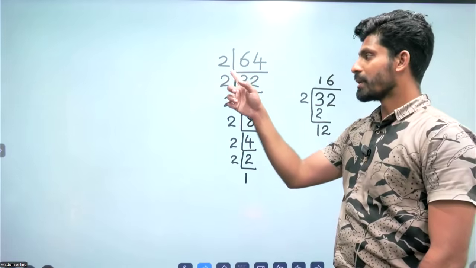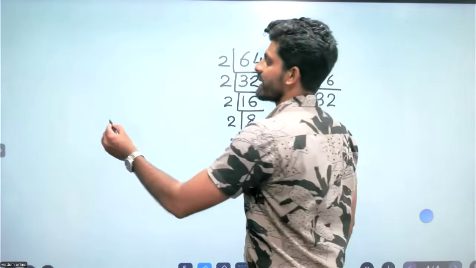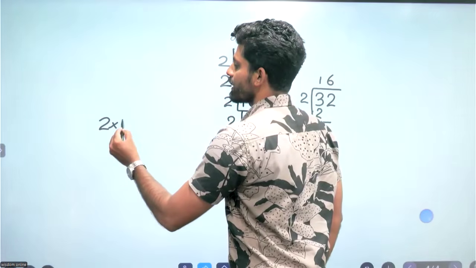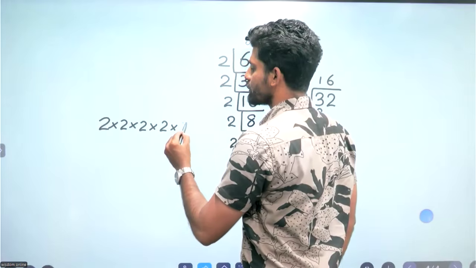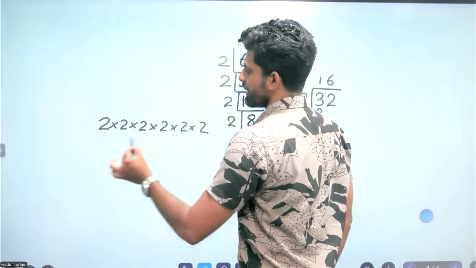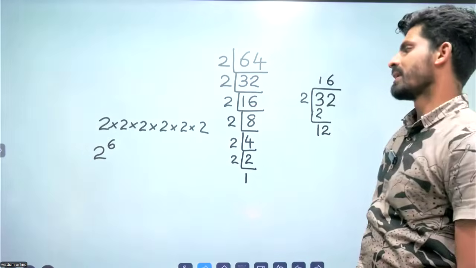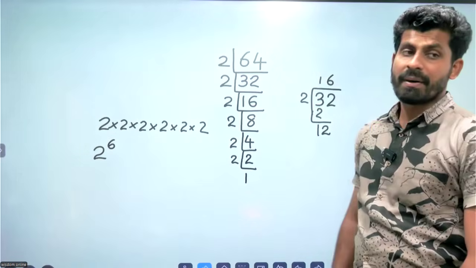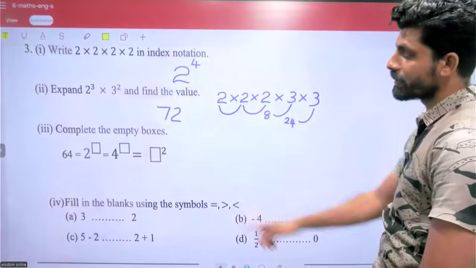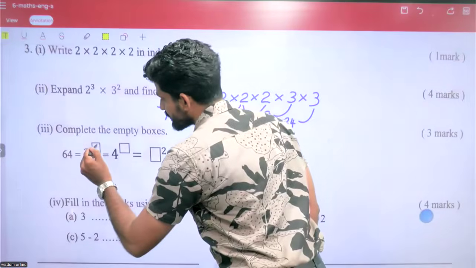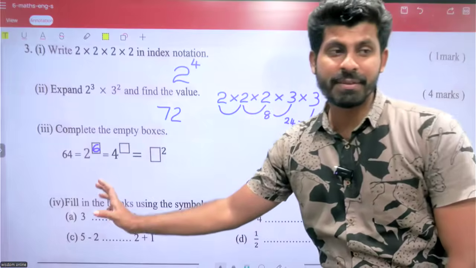That means 2 multiplied by 2 multiplied by 2 multiplied by 2 multiplied by 2 multiplied by 2. So that means 2 to the power 6. Let's quickly move to the next one.